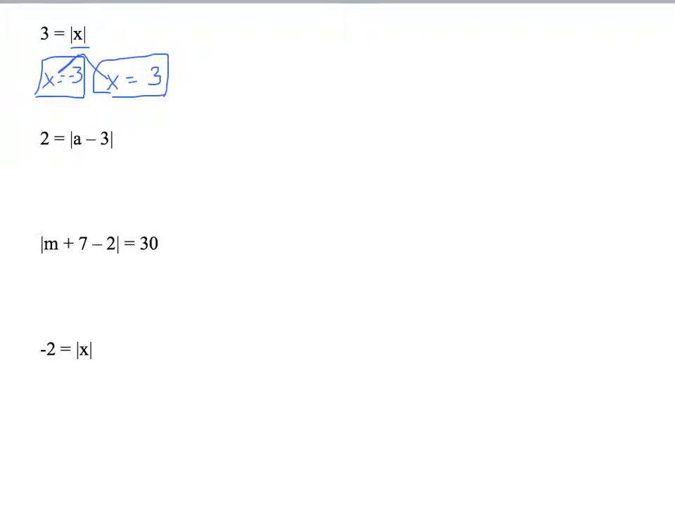Our next problem is 2 equals the absolute value of the quantity a minus 3. Remember that the absolute value symbols are kind of like parentheses, and we can't do that part first, so we have to split it into two problems. We start with a minus 3 equals something. Because it's an absolute value, it doesn't matter whether a minus 3 is a positive value of 2 or a negative value of 2. So one of them will be positive, a minus 3 equals positive 2, and the other will be negative, a minus 3 equals negative 2.